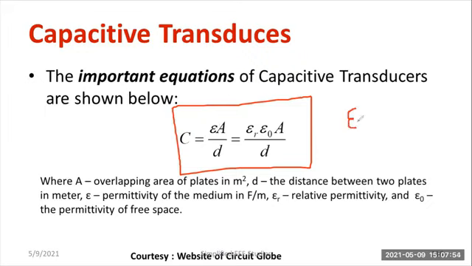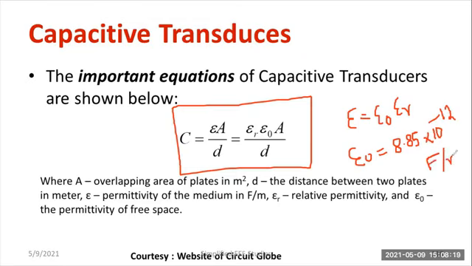So epsilon is a permittivity. Permittivity can be written as the multiplication of absolute permittivity and relative permittivity, epsilon naught and epsilon R. What is the value of epsilon naught? It will be 8.85 into 10 to the power minus 12 farad per meter. Just for your information, the unit will be farad per meter.